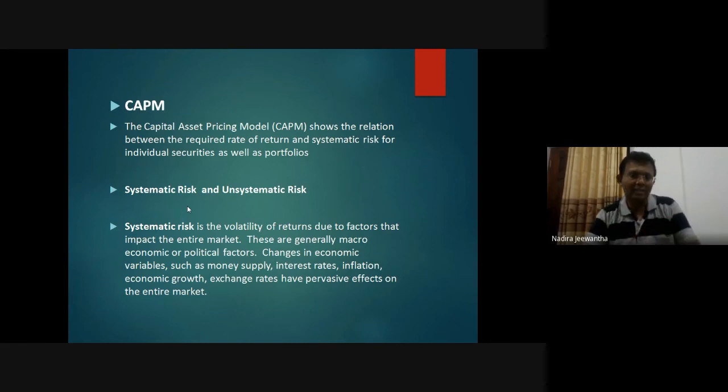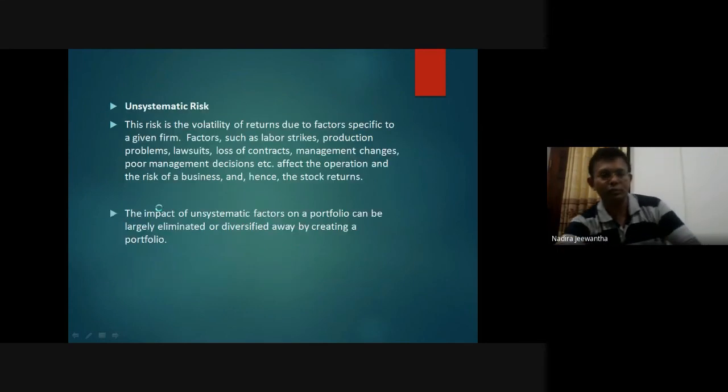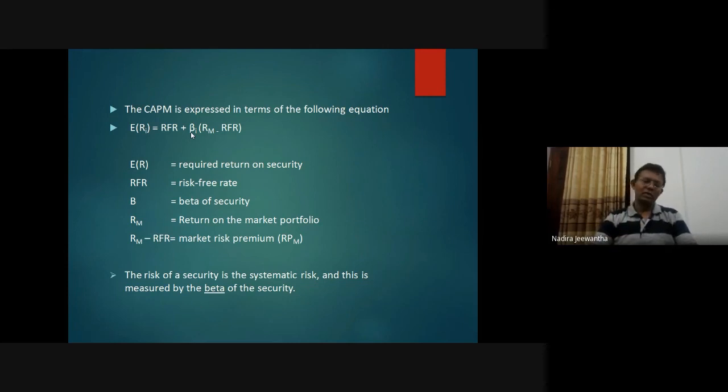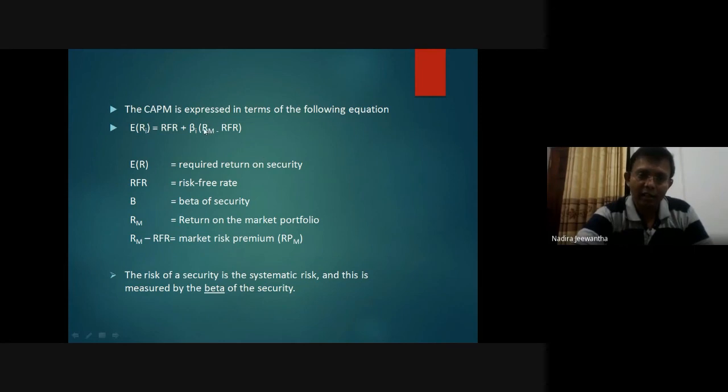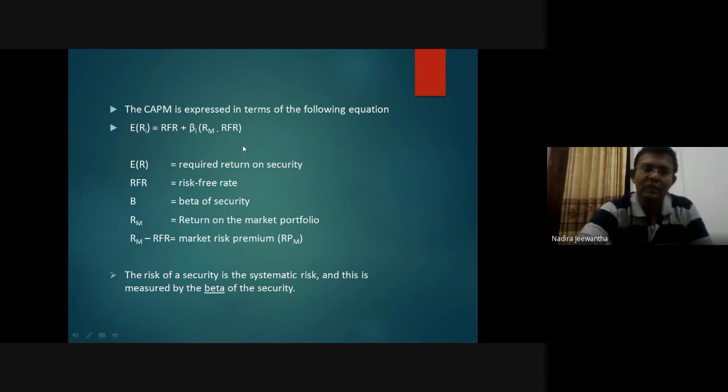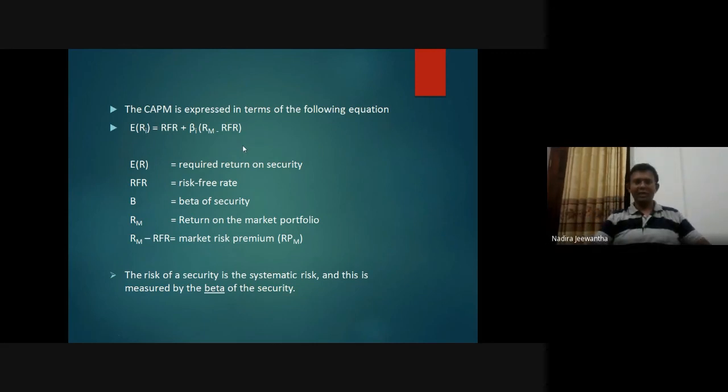So when you calculate the pricing, when you calculate the yield, you have to add something for the risk which you cannot avoid, which is systematic risk. So the CAPM is the capital asset pricing model. This is the formula for you. Capital asset pricing model: risk-free rate plus beta. Beta is the measurement of systematic risk. RM means return on market return, then minus the risk-free rate. The answer you get from the capital asset pricing model is your required rate of return.